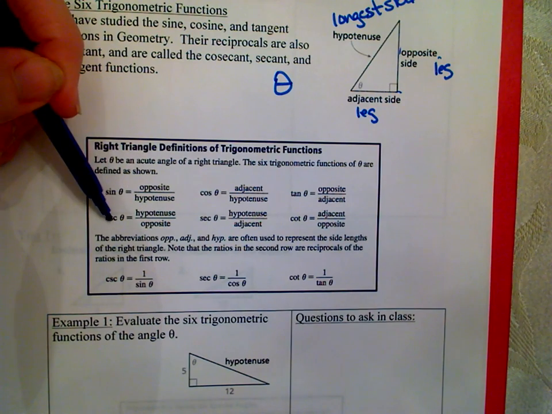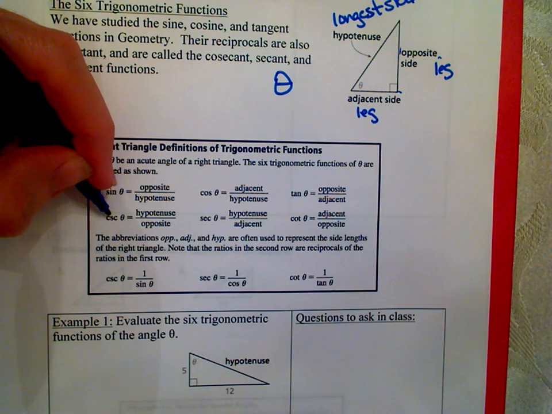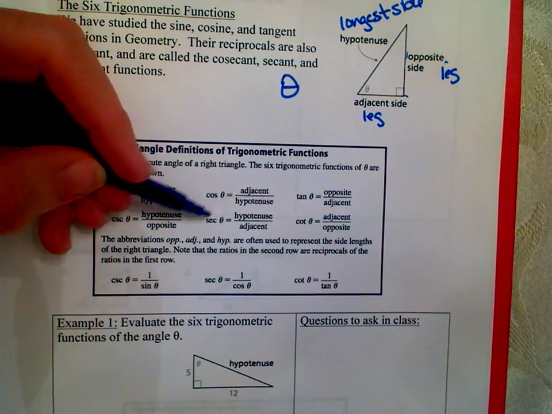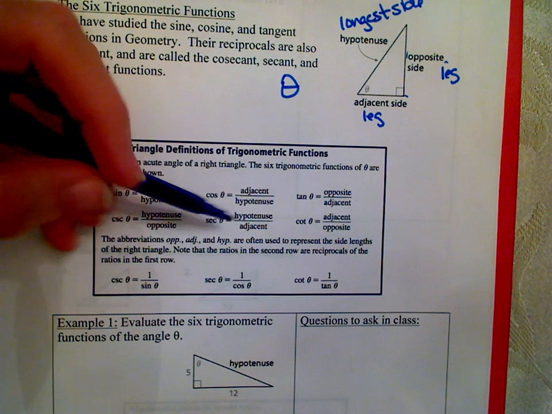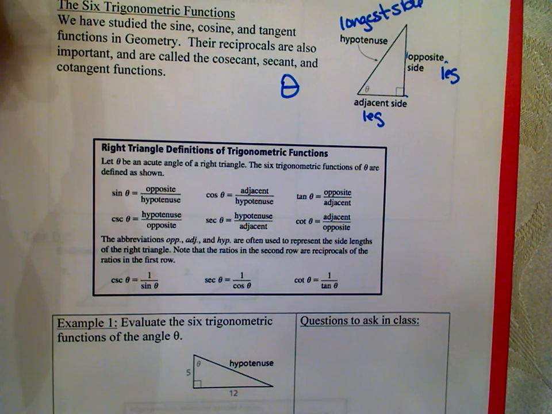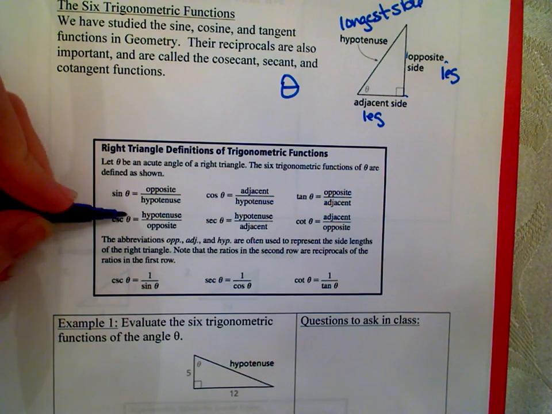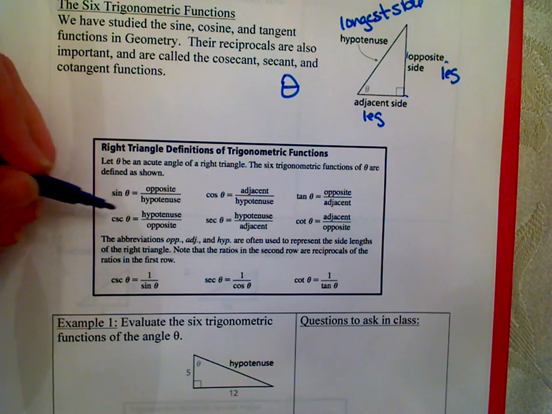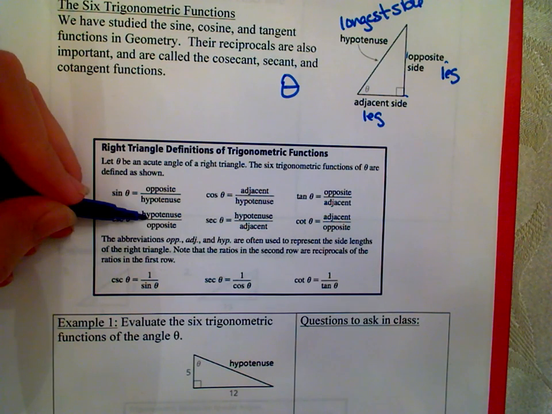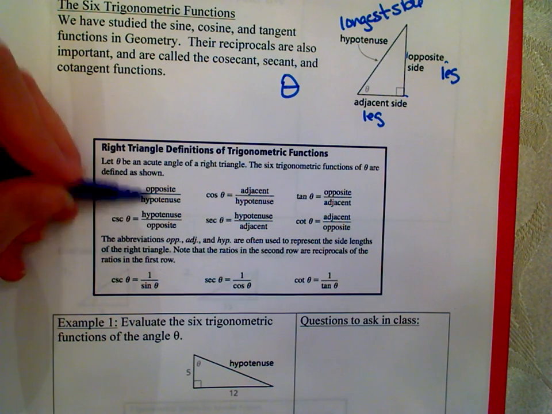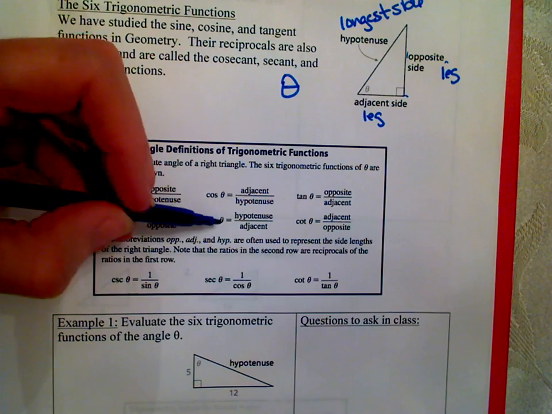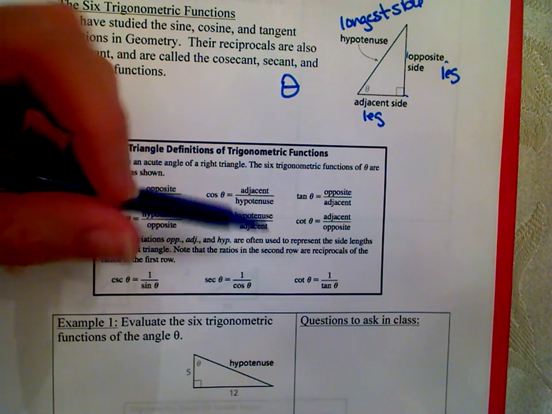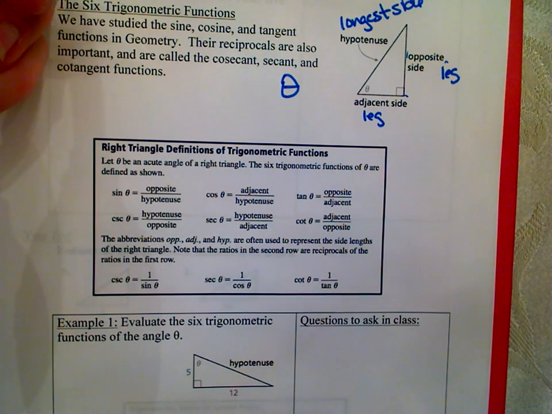If you look at cosecant, and CSC is the abbreviation for cosecant, SEC is the abbreviation for secant, and COT is the abbreviation for cotangent, you will notice that they are just the reciprocal of the trig function that is above it. Cosecant is hypotenuse over opposite, which is the reciprocal of sine. Secant is the reciprocal of cosine, and cotangent is the reciprocal of tangent.